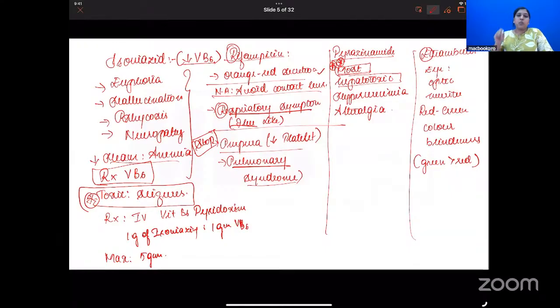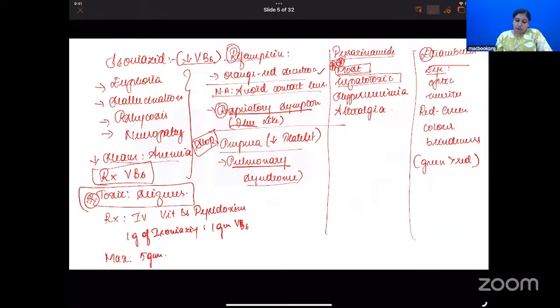Pyrazinamide, remember, is the most hepatotoxic drug, and it also causes gout, that is hyperuricemia, and arthralgia as well. Ethambutol, you have to remember the E, that is I, for optic neuritis, and it also causes red and green color blindness. There, green color will be very prominent, that you have to remember.